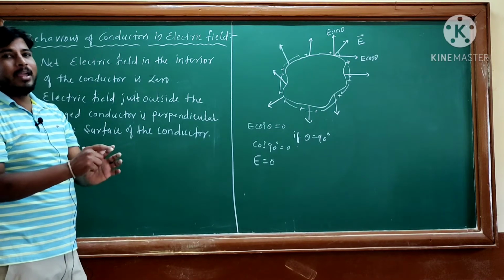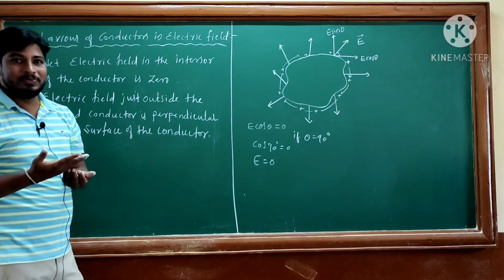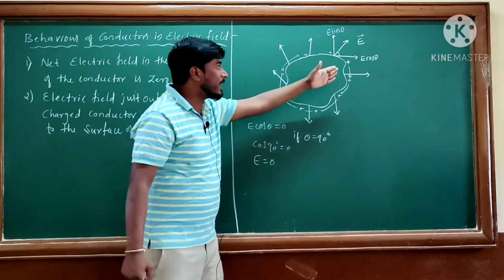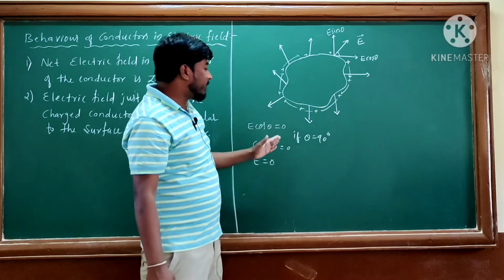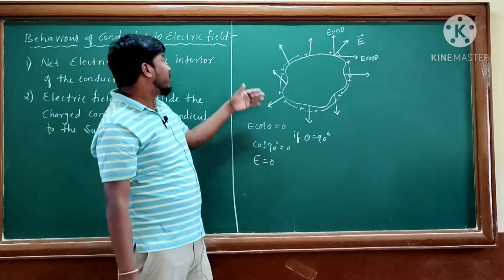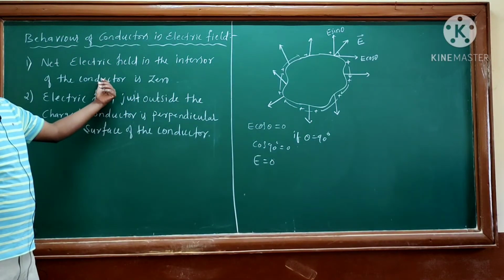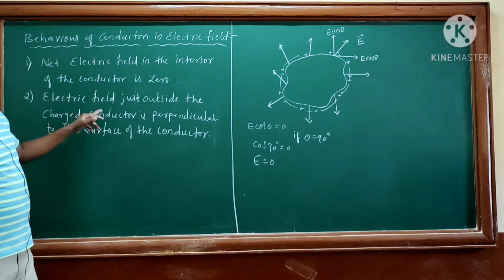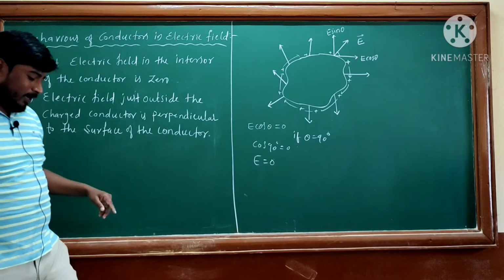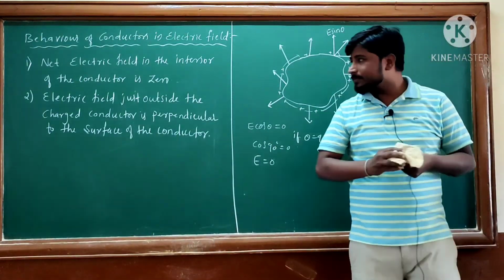Alright? So that is why, if the surface current is available, then we cannot say that it is true. So to get the electric field perpendicular, the electric field must be equal to 0. That is why I said that the electric field in the interior of the conductor is 0. Remember that the electric field just outside the charged conductor is perpendicular to the surface of the conductor. This is the most important.